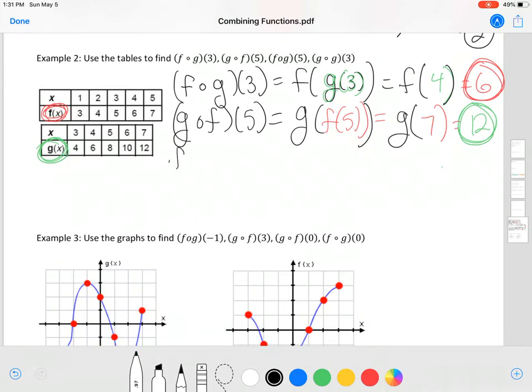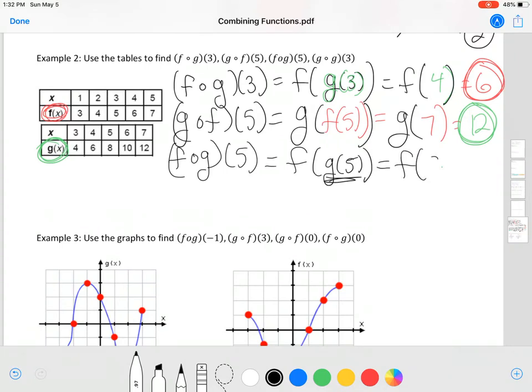So now let's do f of g of 5. So I need to find g of 5 first. So I'm going to look at the g table. I'm going to look at x is 5 and I'm going to get 8. So now I've got to find f of 8. And f of 8 does not exist. Right? There's no value of y when x is 8.